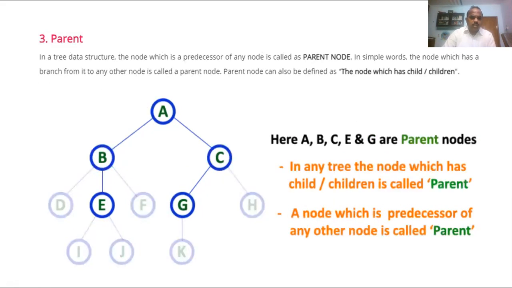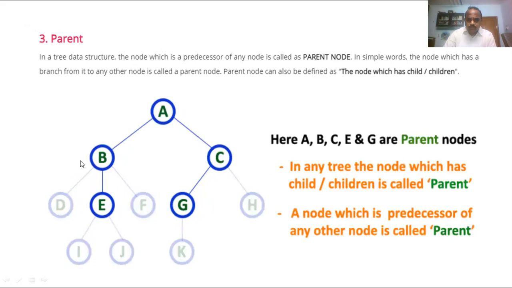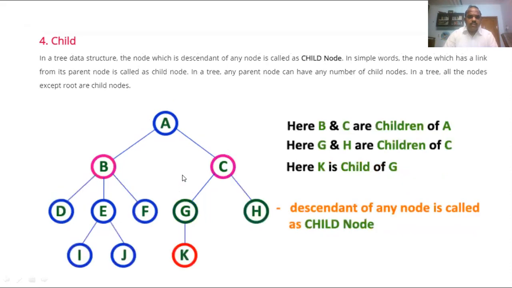So in this example, A, B, C, E, G, these are the parent nodes. Clear? In any tree, the node which has a child or children is called a parent. A node which is a predecessor of any other node is called a parent. Clear?